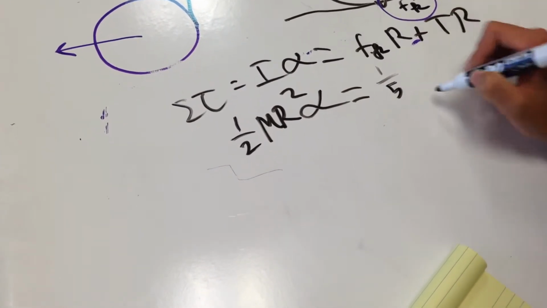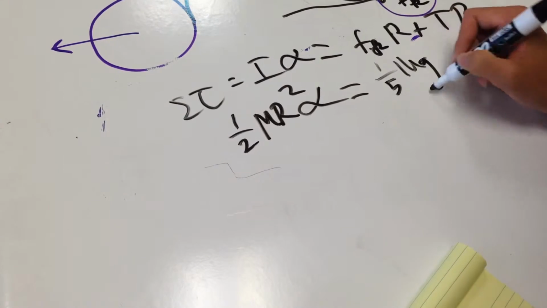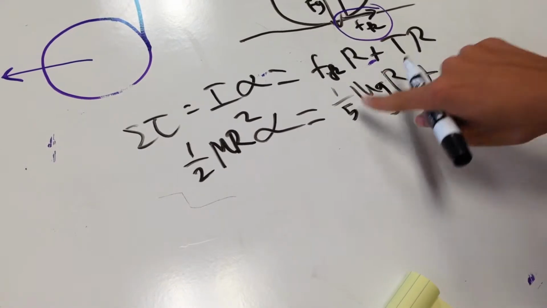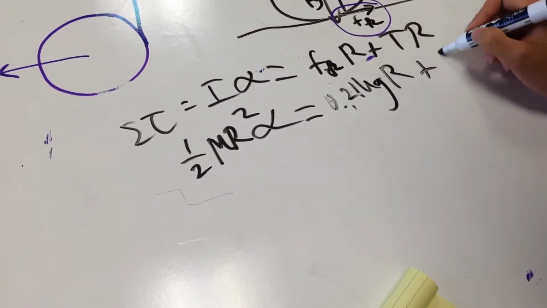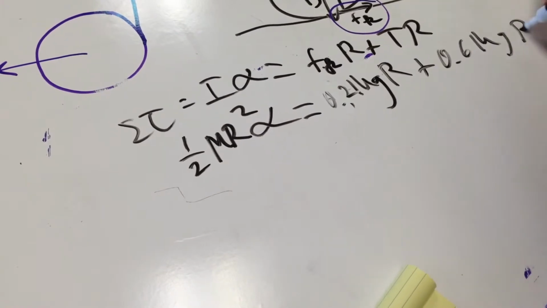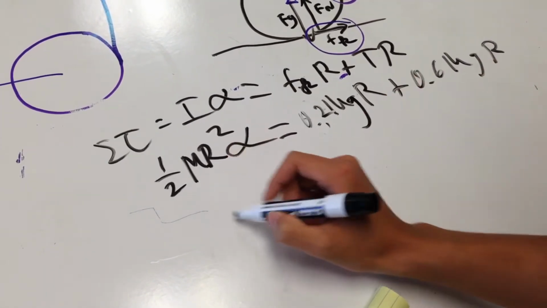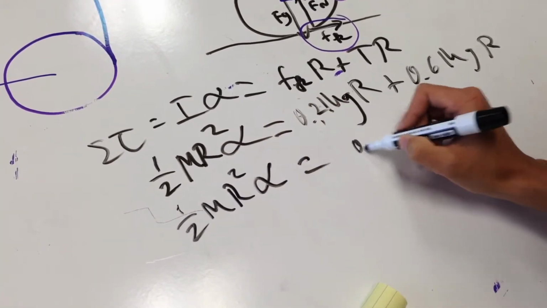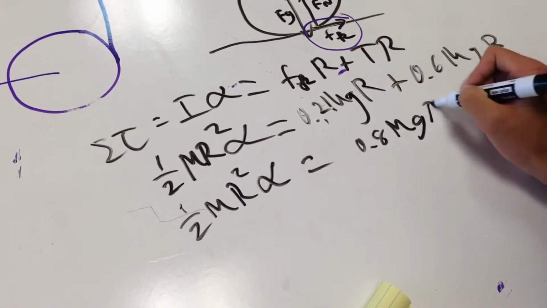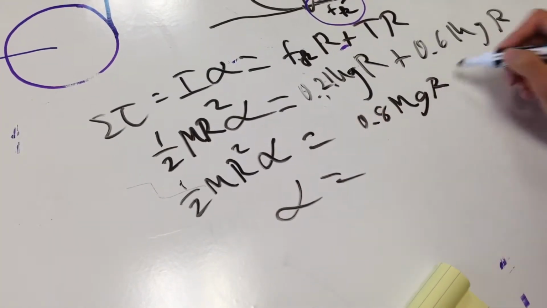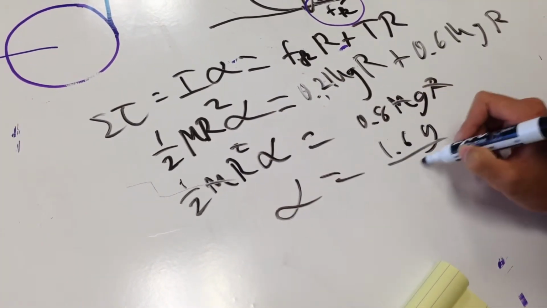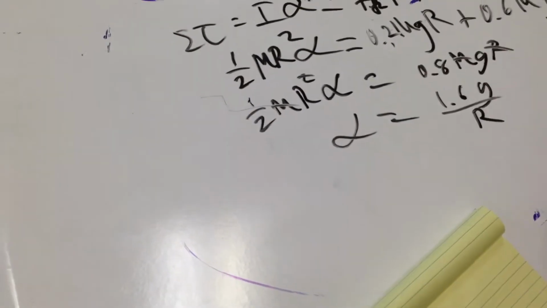So we just multiply 0.2 g by the mass, and you get the force of kinetic friction times r, plus force of tension, which is given as 0.6 mg times r. And we can sum these values together to get 1/2 mr squared alpha equals 0.8 mgr. And then when you solve for alpha, you get 1.6 g over r. And Eric will cover part D.